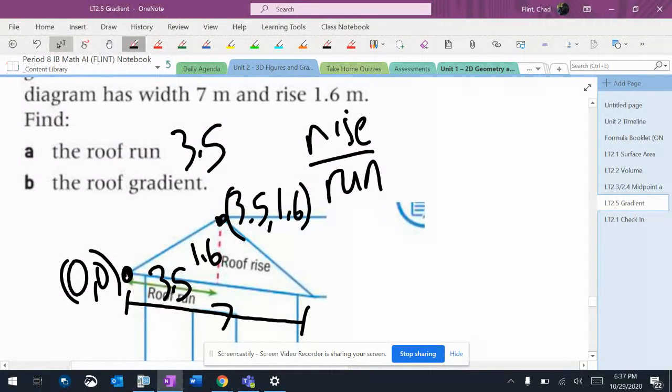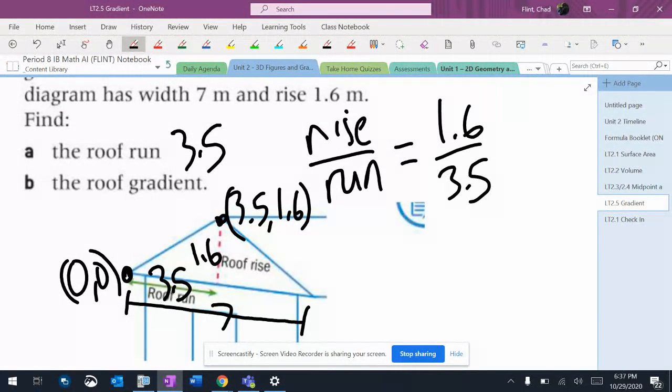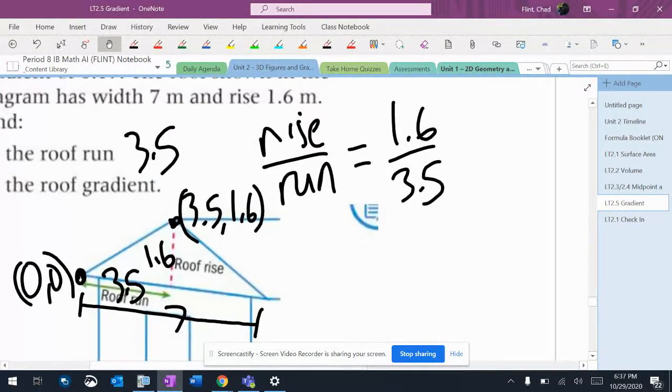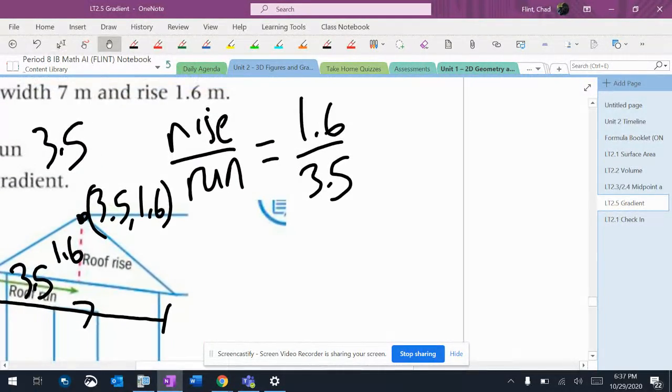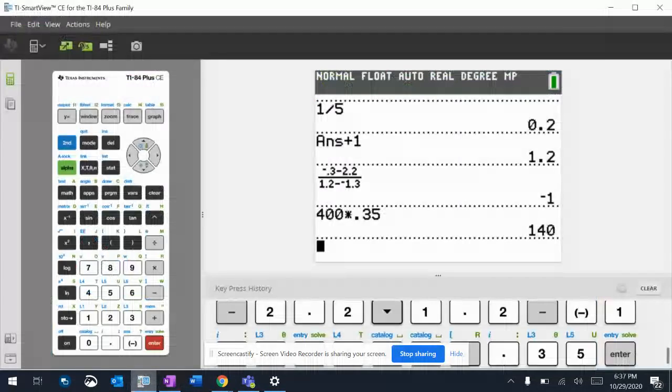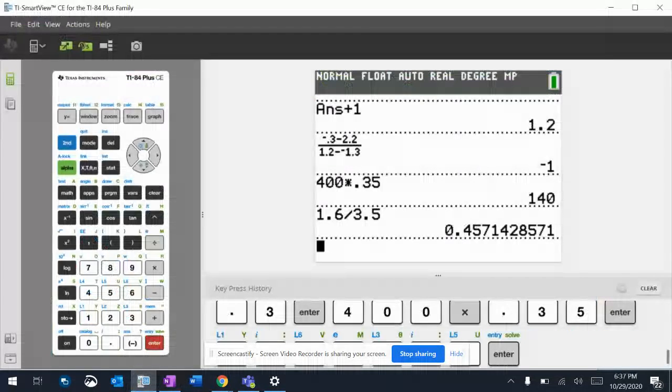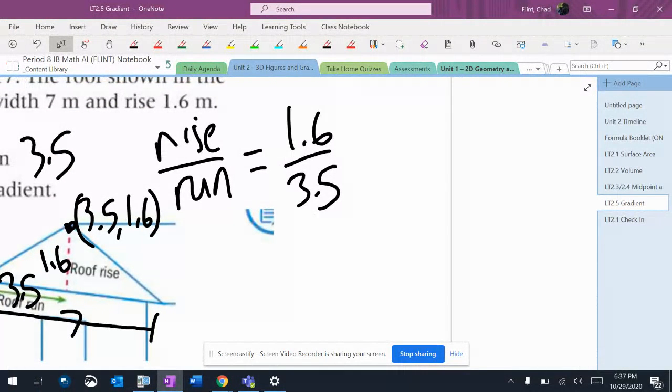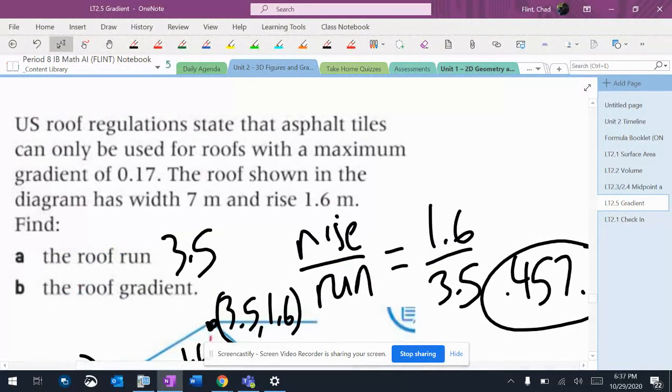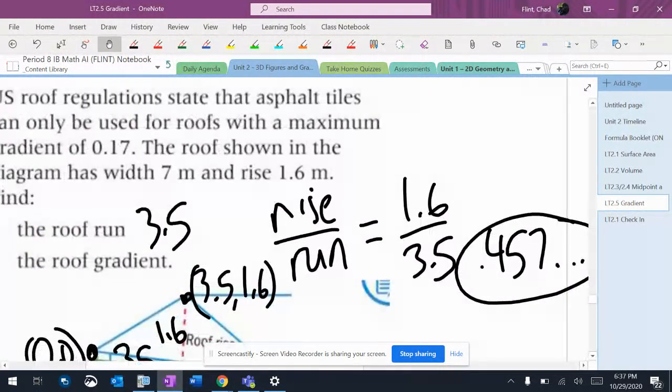I would try to make sure I remember that rise over run is the gradient. It rises 1.6. It runs 3.5. It says that the gradient needs to be 0.17 at a maximum in order for this to happen. So 1.6 divided by 3.5 is 0.457. So 0.457 is the gradient. It says the maximum gradient is 0.17.